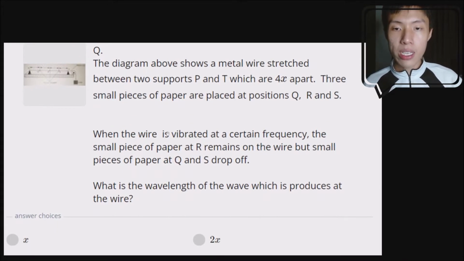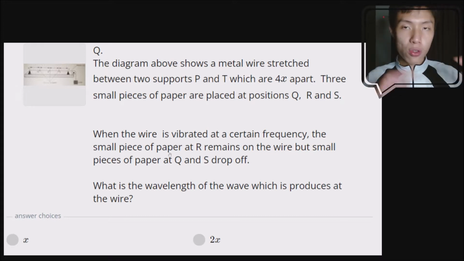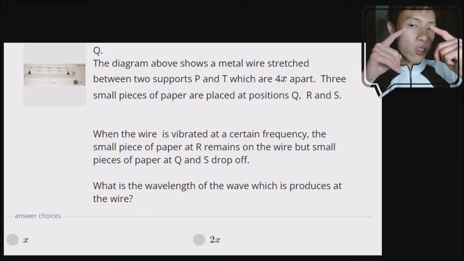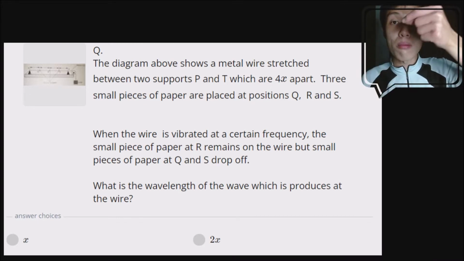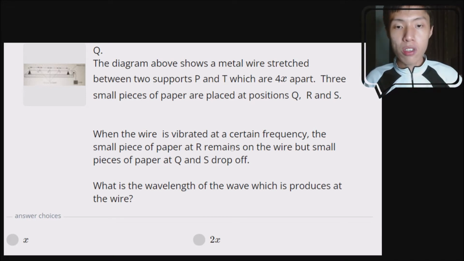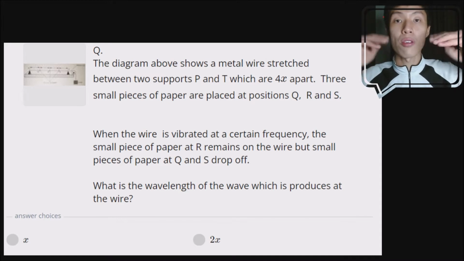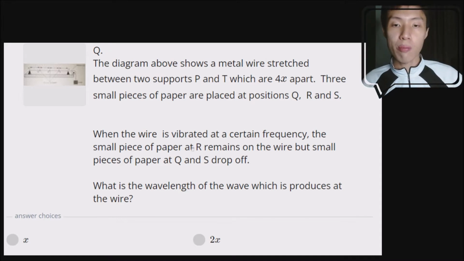So when the wire is vibrated at a certain frequency, the small pieces of paper at R remain on the wire, but small pieces of paper at Q and S drop off. So you know that at R, because the paper remains, the wire is not vibrating at that point. If the paper drops off from the wire, then we know there's a lot of vibration happening there, therefore the paper falls off. So you should expect point R to be a node, whereas points Q and S to be antinodes.